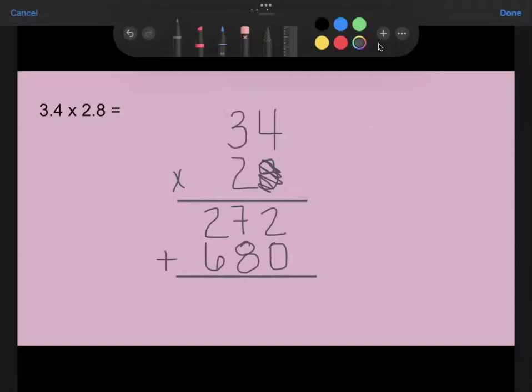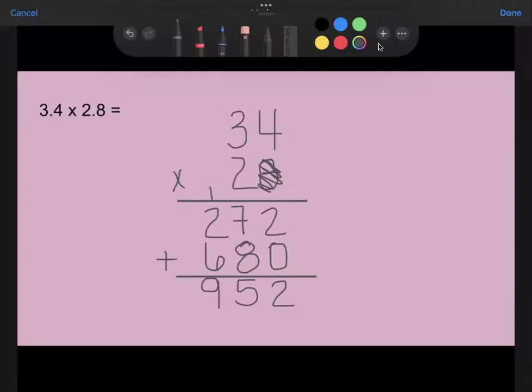Then I'm going to add the 2 partial products together for my final answer. So 2 plus 0 is 2. 7 plus 8 is 15. And then 1 plus 2 plus 6 would give me 9. So here's my answer, 952.